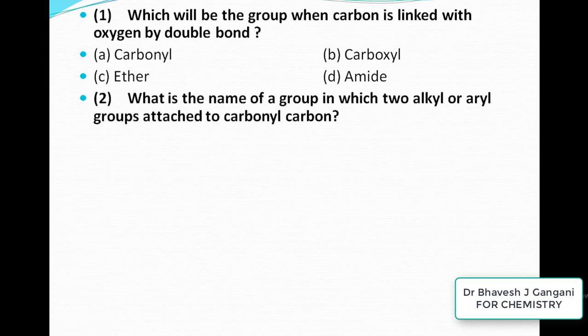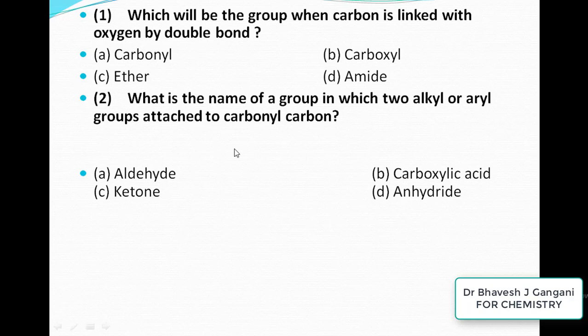Now second question. What is the name of a group in which two alkyl or aryl groups attach to carbonyl carbon? Now it is classification of carbonyl compound. When two alkyl groups attach to carbonyl carbon, then it is known as a ketone. You know this very well. When carbonyl carbon is joined with one alkyl group and one hydrogen, then it is known as aldehyde. If carbonyl carbon attaches with one alkyl group and a hydroxyl, then it is carboxylic acid. So here the answer of our question is ketone. When carbonyl carbon is attached with two alkyl chains, it is known as a ketone.